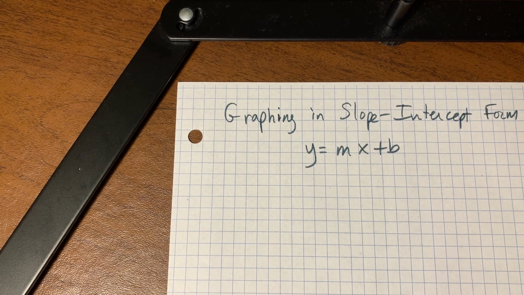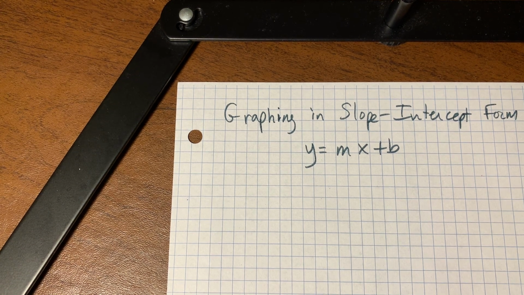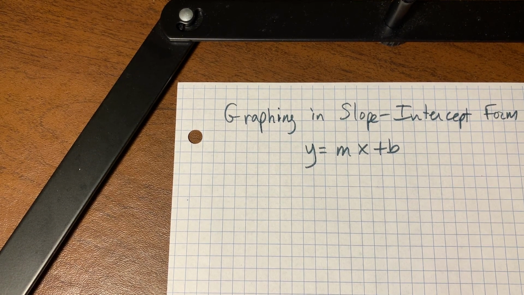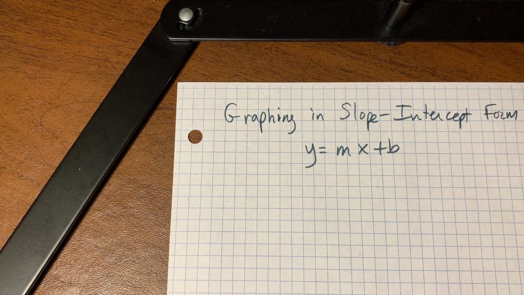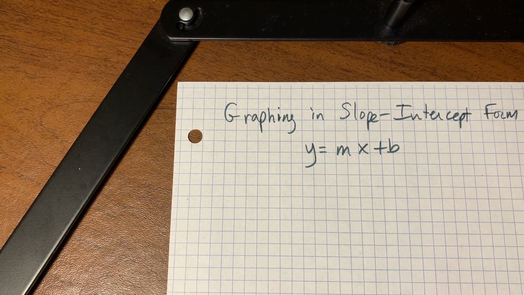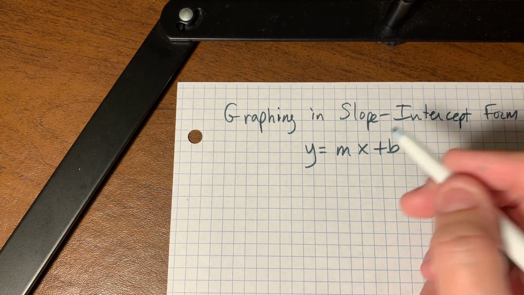In this video we're going to be looking at graphing lines when they're given in slope-intercept form, or when we have to convert to slope-intercept form. This video is intended for students in Algebra 1. It could also be used in Pre-Algebra, and you could also be using this as an Algebra 2 student as a refresher. So, when you've got slope-intercept form, that's y equals mx plus b.